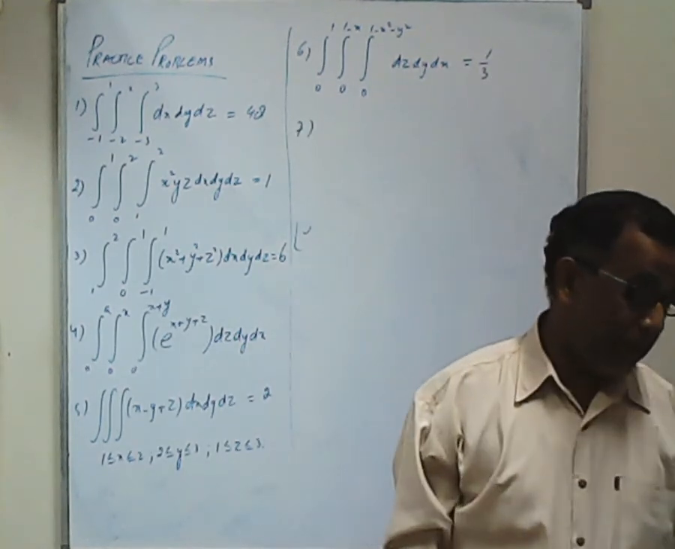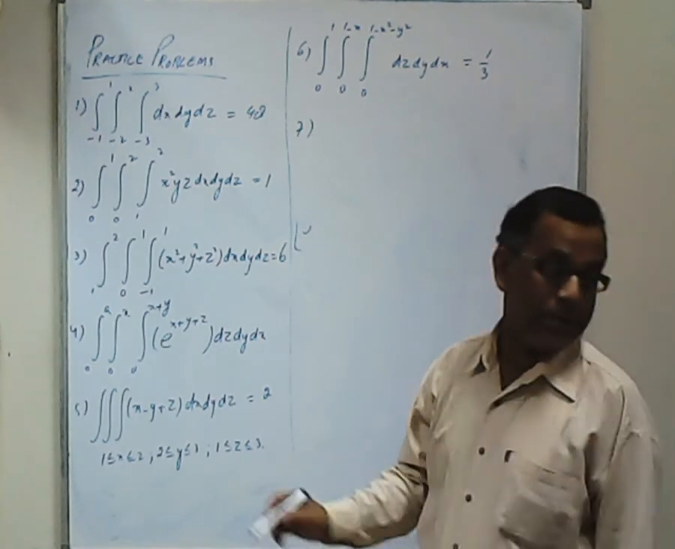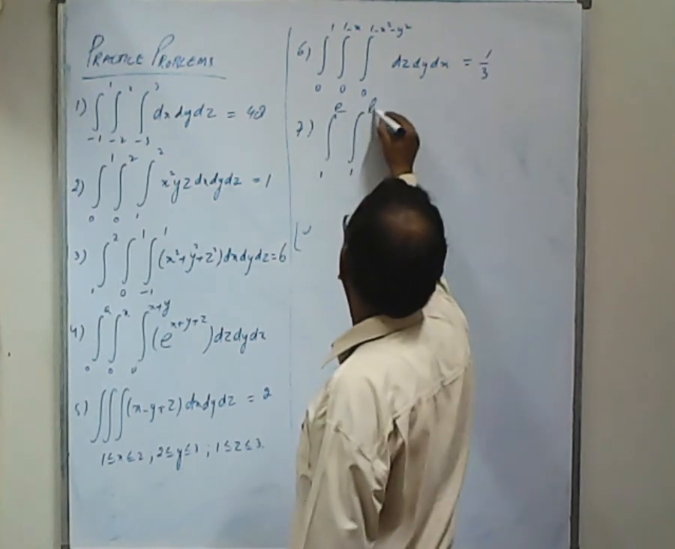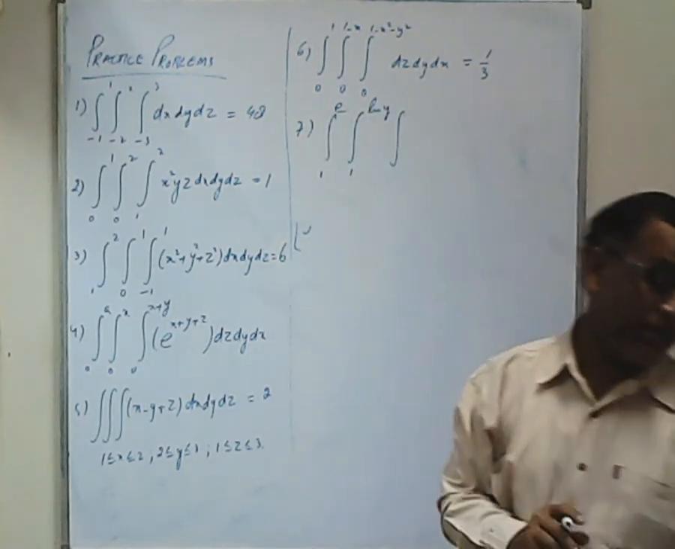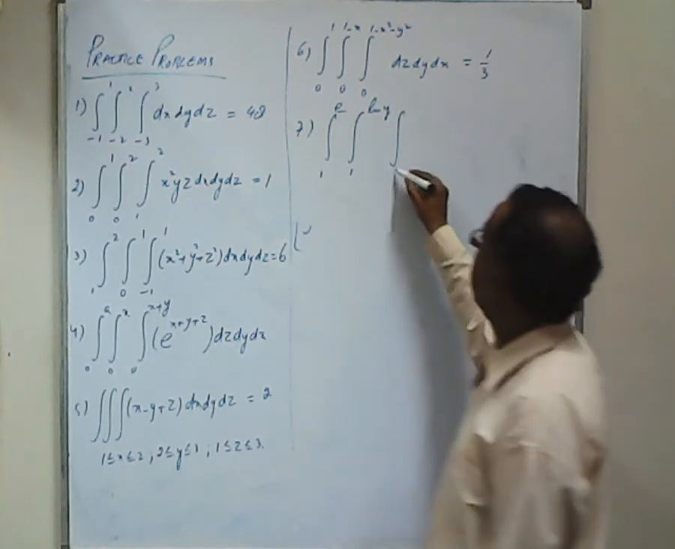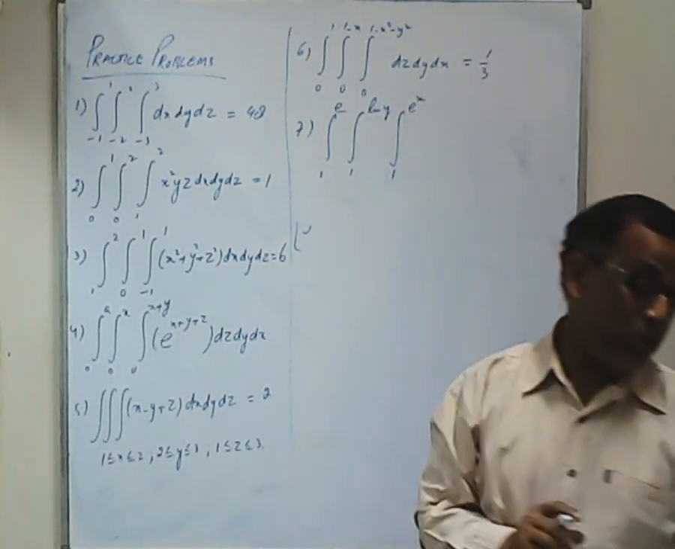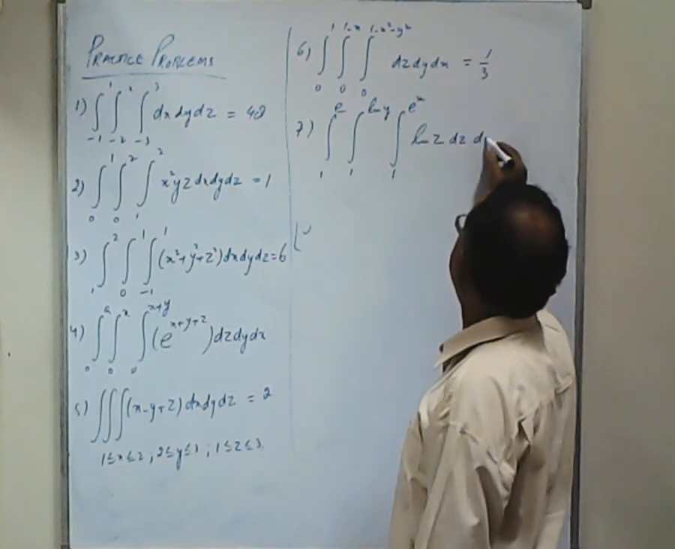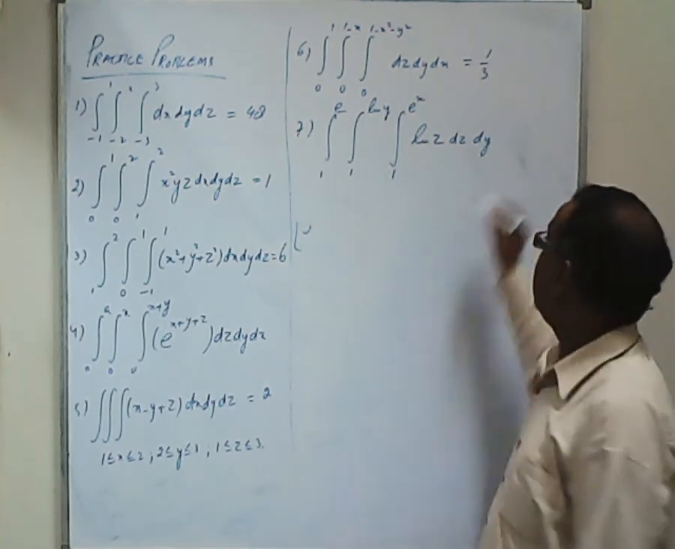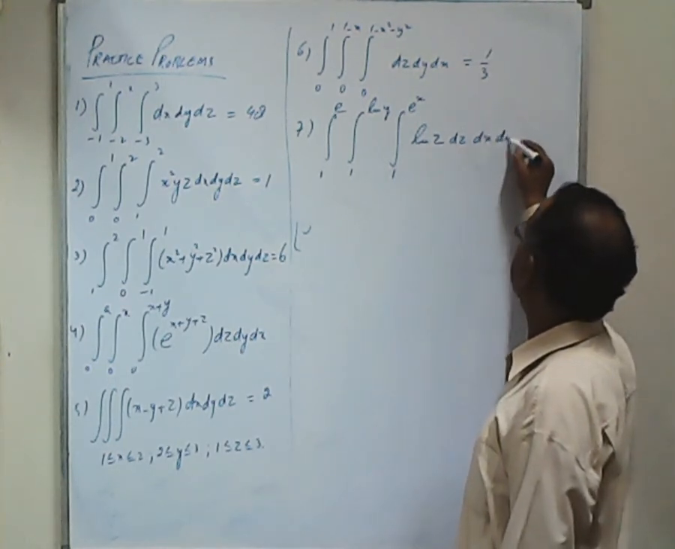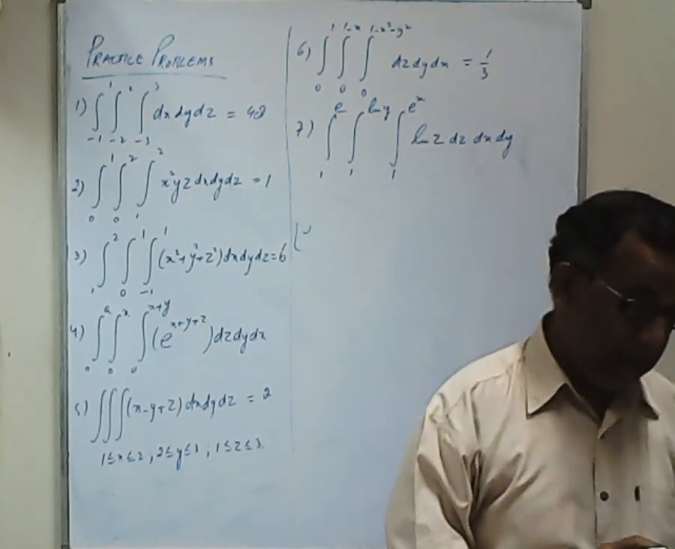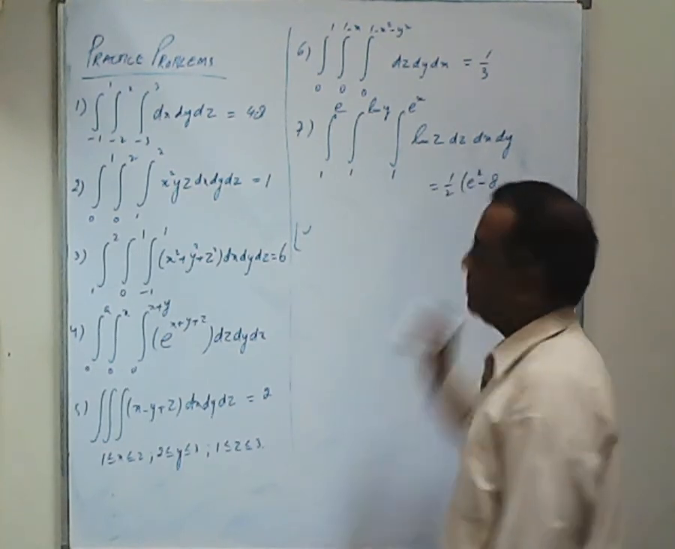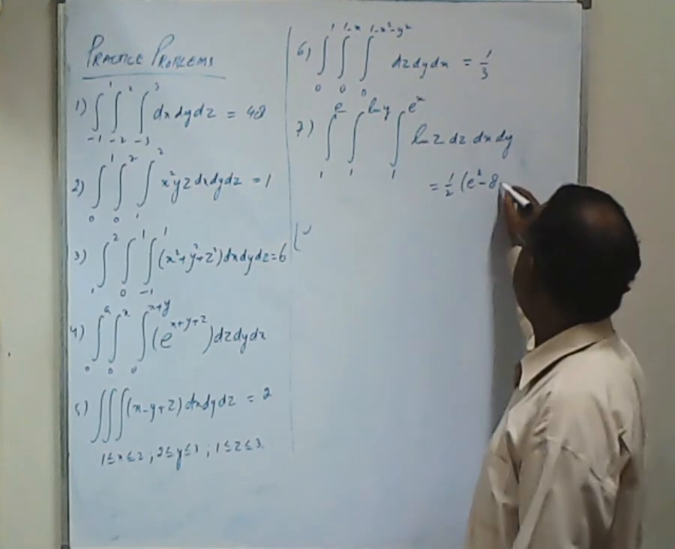Then in another example, 1 to e, 1 to e, 1 to log y, and then we have 1 to e power x, log z dz, then we have dx and then dy. So the answer must be half of e square minus 8e plus 13.